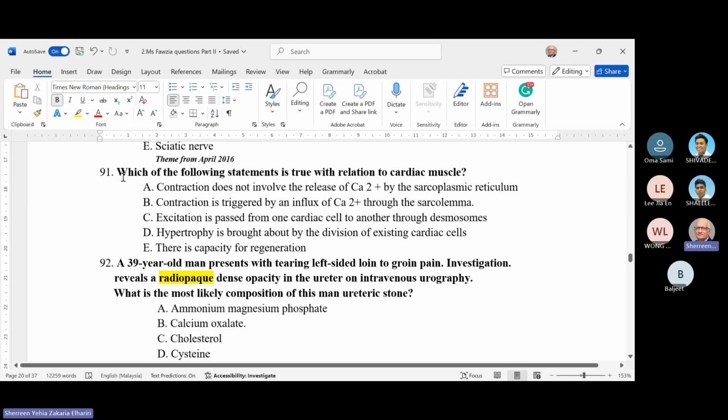Good. Next question. Which of the following statements is true in relation to cardiac muscle? Again, this type of question does not appear in the exam, but I think we see it many times. Contraction doesn't involve release of calcium, it needs calcium influx, so A is wrong. Contraction is triggered by influx of calcium through the sarcolemma, so the answer is B. Of course, the others, hypertrophy and so on, are not correct.